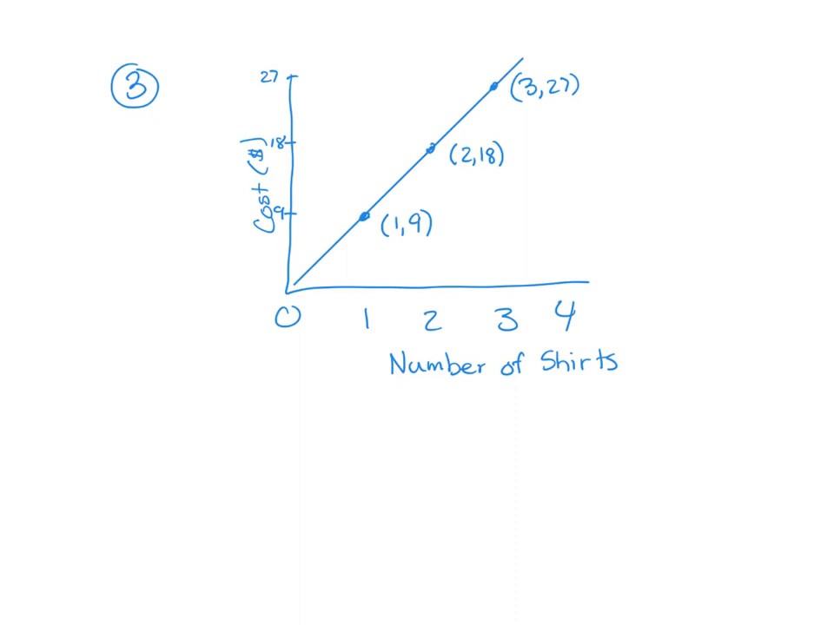Okay, this is number 3. You need to find the constant rate of change. Now remember, on a graph, it would be the rise over the run, okay? And then explain what the point 0, 0 means. And explain what the point 1, 9 means. Okay, let's go on to your last problem.